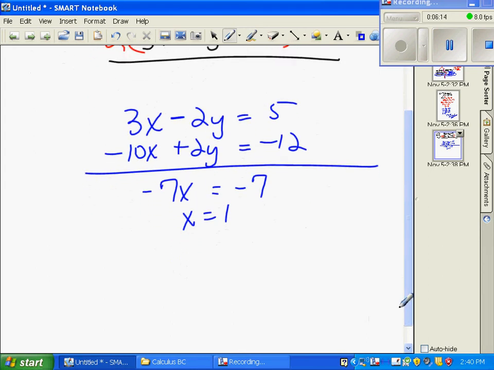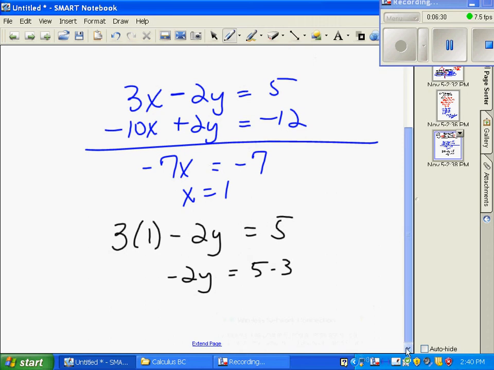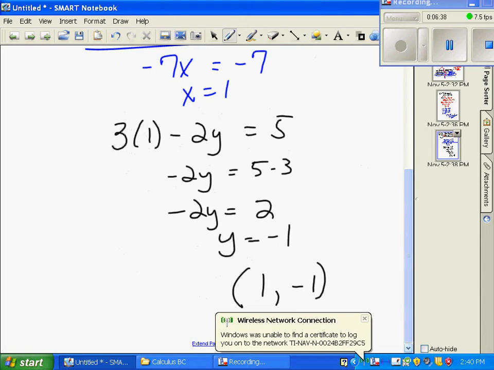Plugging back into one of the originals, it doesn't matter which one. 3 times x, so I'm going to put a 1 there, minus a 2y, that was my mistake, is equal to 5. So I get a -2y. I'm going to subtract 3 from the other side, so I get a 5 minus 3. So I get -2y equal to 2, so y is going to be -1. Ordered pair, x is 1, y is -1.